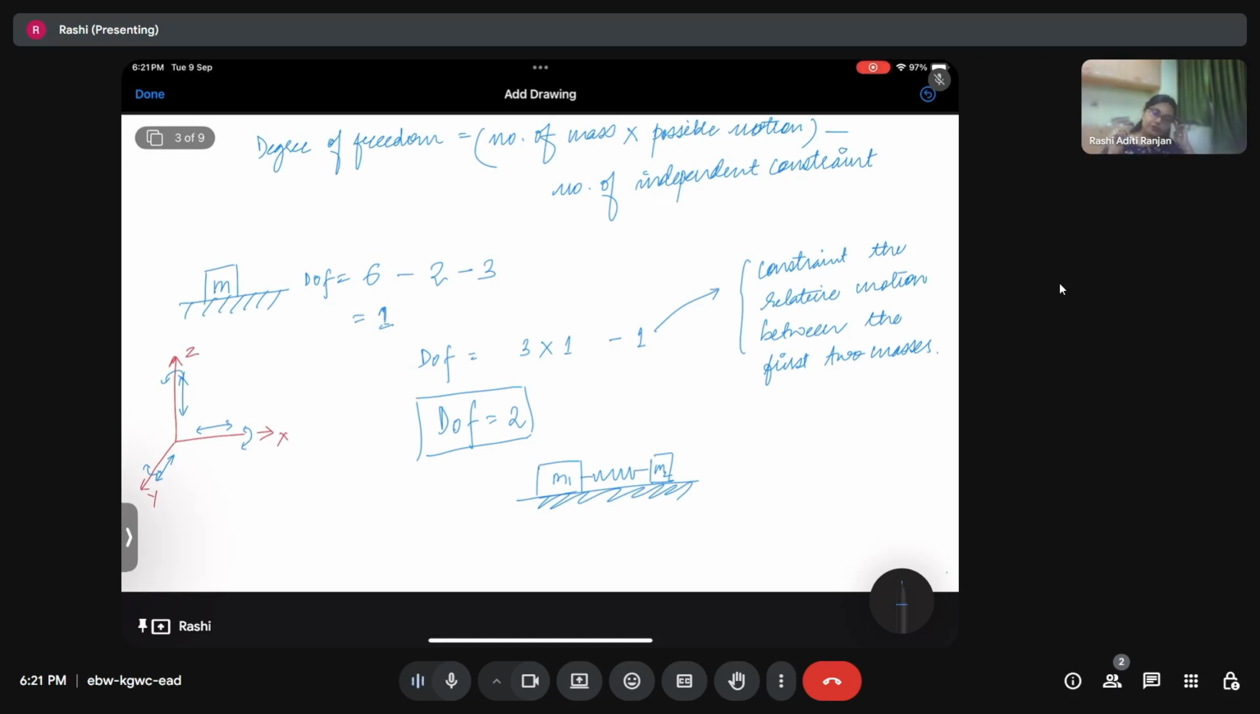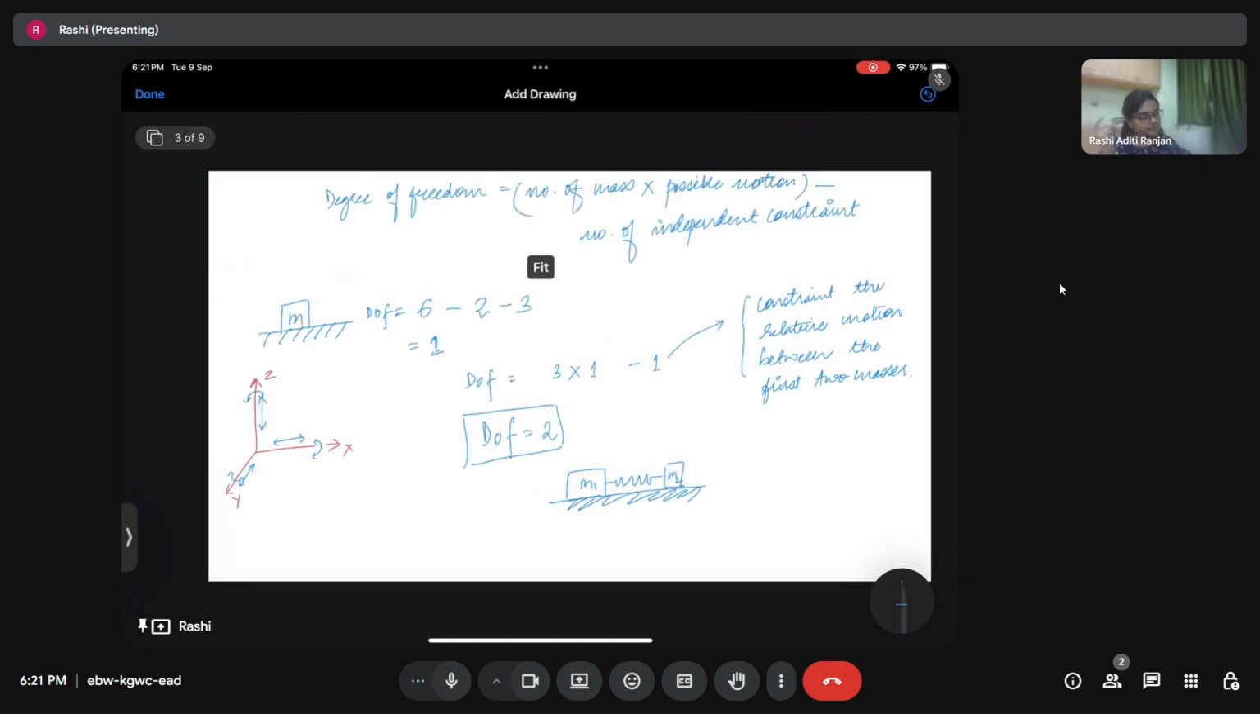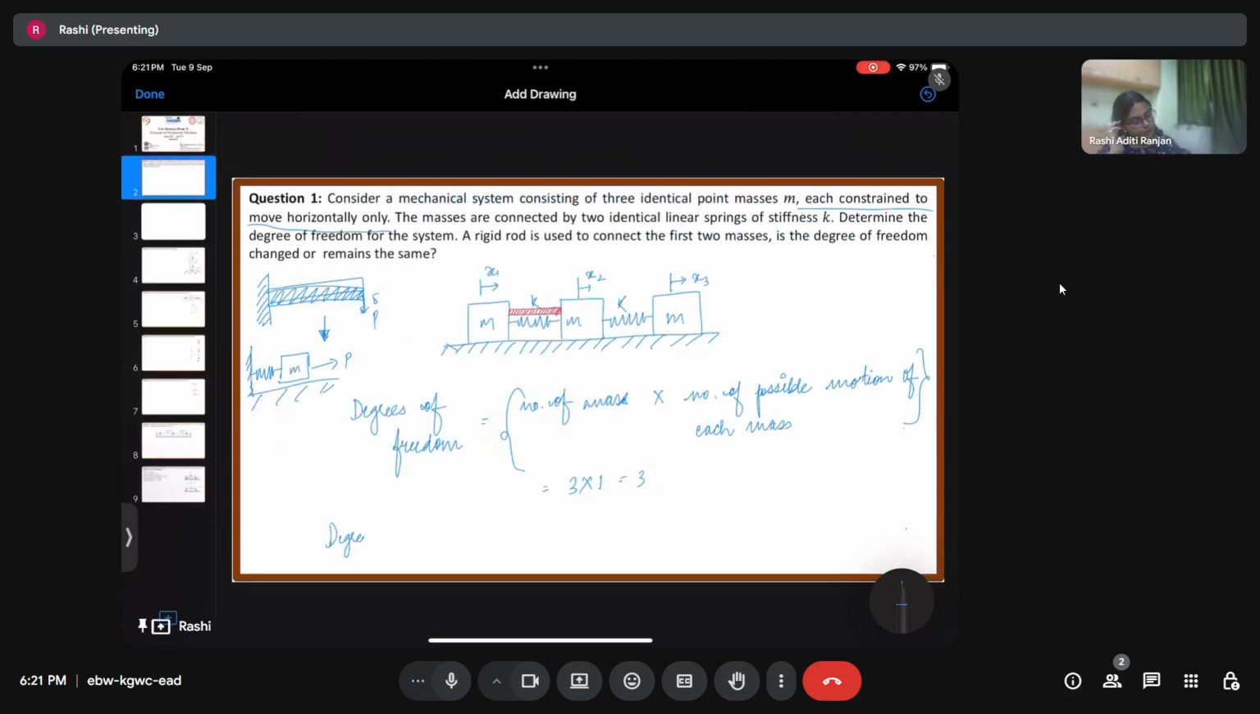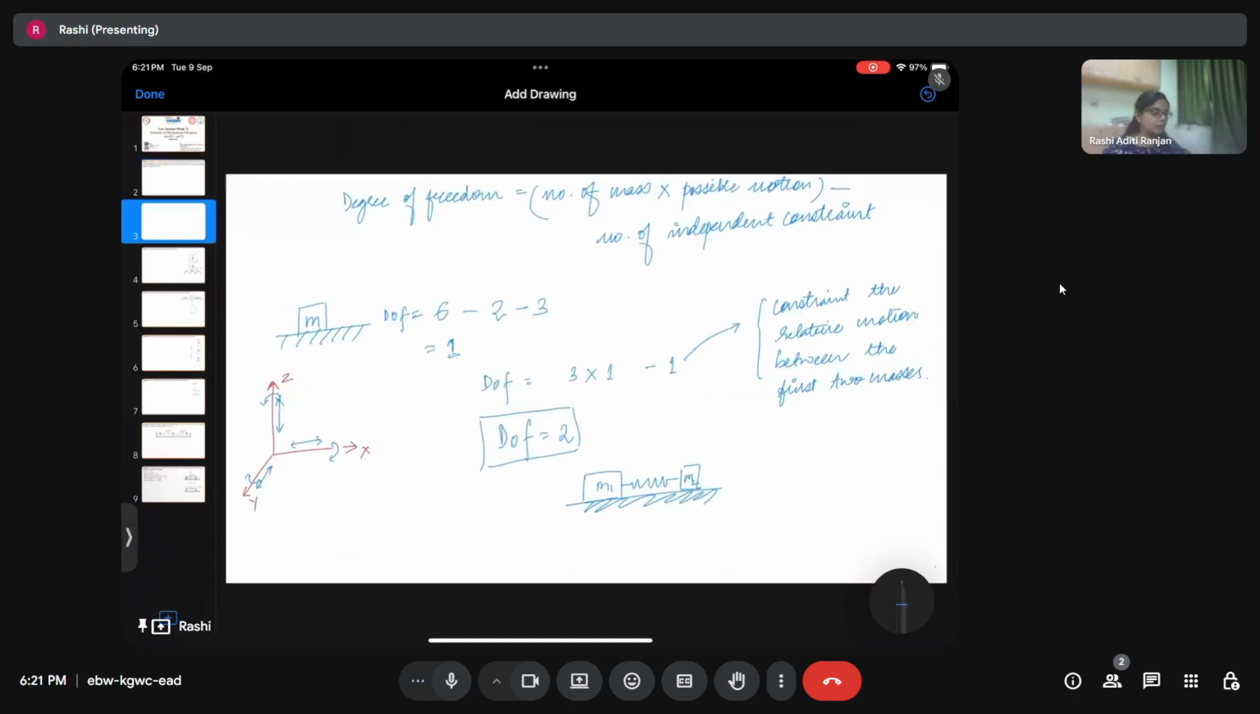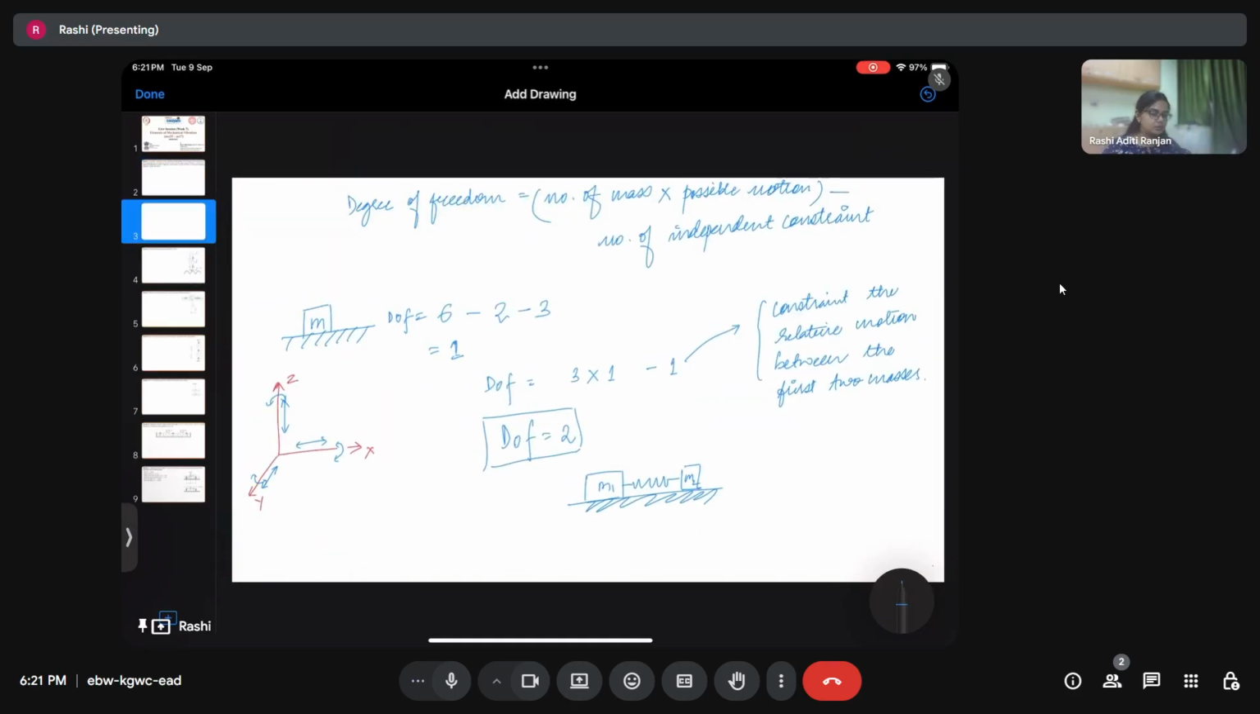Similarly, for the question that we solved over here, we had a 3 degree of freedom system, and then we solved it and we got only 2 degrees of freedom because of the constraint that both the masses were joined by a rigid rod. I hope this is clear. So the answer is 2.